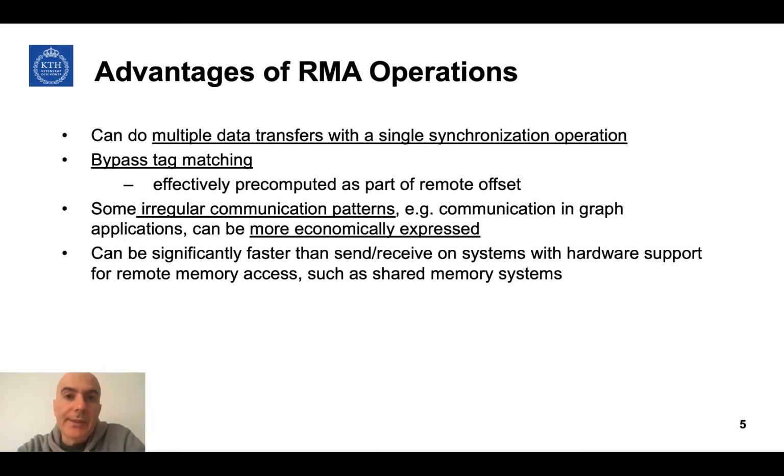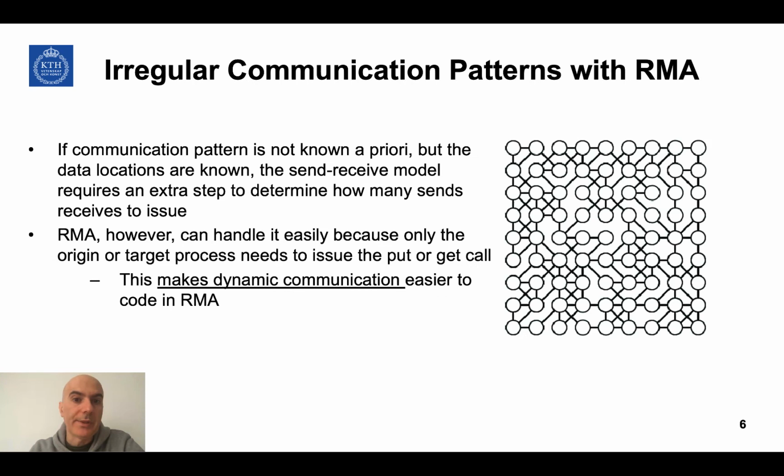In many systems, MPI one-sided can also be faster than send and receive if there is hardware support for remote memory access, such as in a shared memory system. I told you that one advantage is actually to express communication patterns, for instance, in graphs.